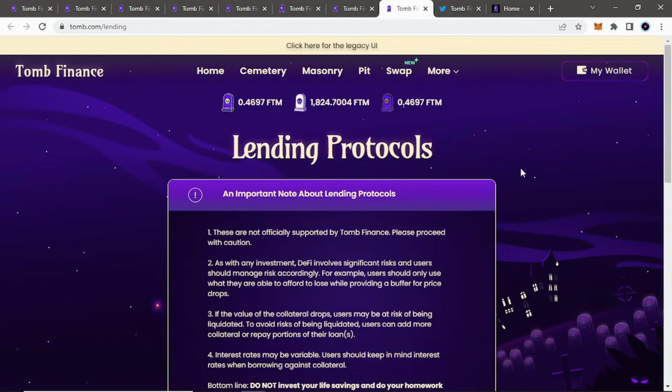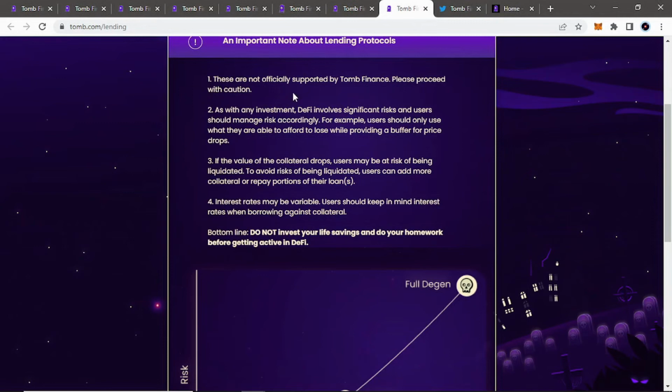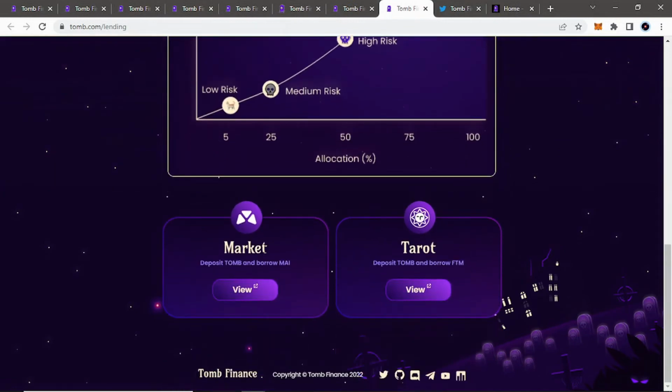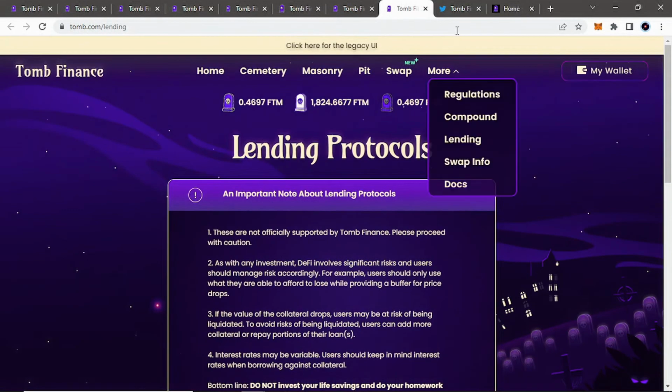And they also do have a lending protocol, again, letting you know that none of these are officially supported by Tomb, so proceed with caution. And you can go to Market or Tear it and deposit Tomb and borrow either MAI or FTM if that's something you would like to do.